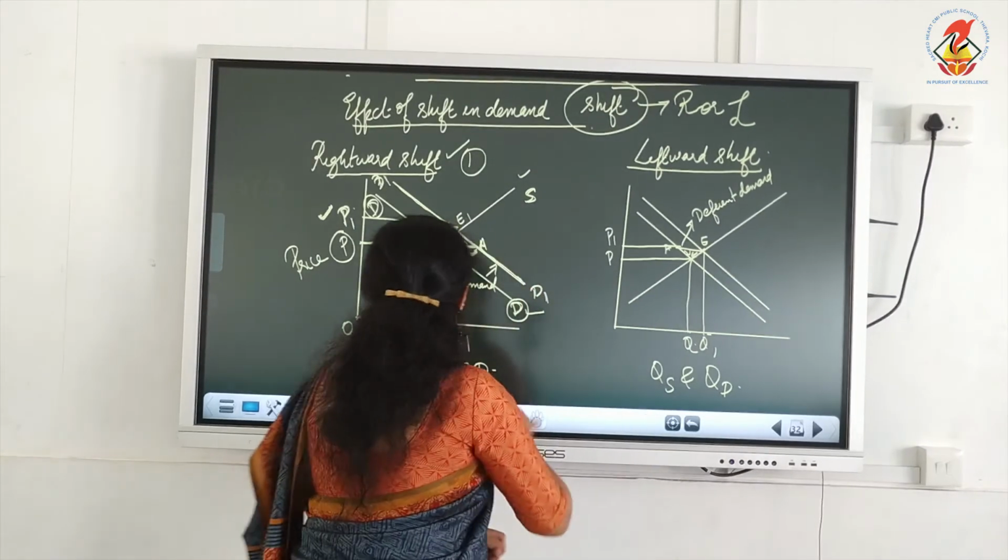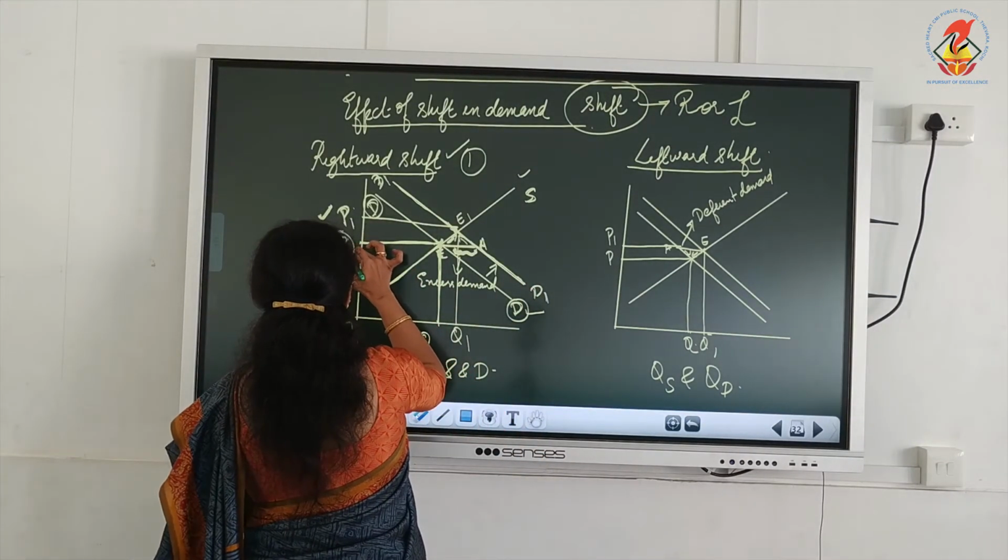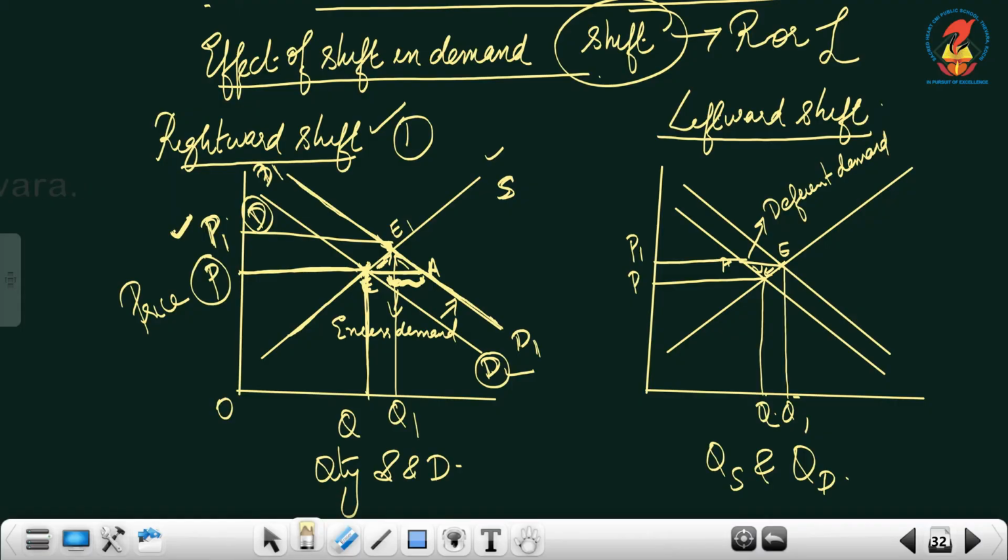Now here, somewhere above the price P, we are going to set a new price. At the new price, suppliers will be willing to supply more. Willing to supply more means what? Expansion of supply, isn't it? That expansion of supply takes place along the same supply curve.